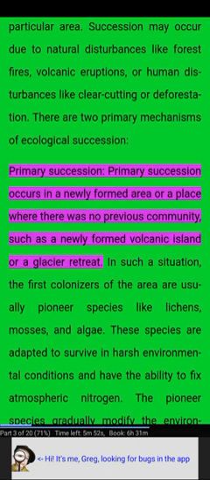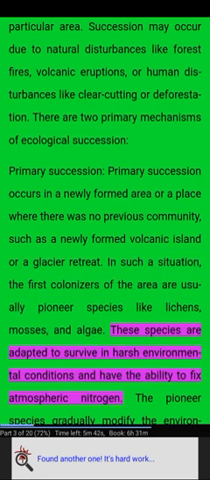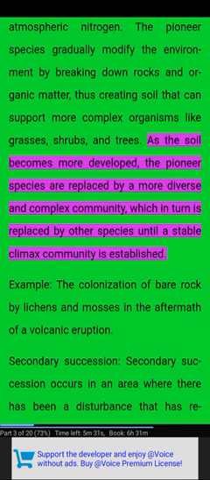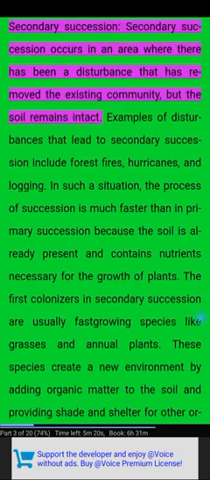Primary succession. Primary succession occurs in a newly formed area or a place where there was no previous community, such as a newly formed volcanic island or a glacier retreat. In such a situation, the first colonizers of the area are usually pioneer species like lichens, mosses, and algae. These species are adapted to survive in harsh environmental conditions and have the ability to fix atmospheric nitrogen. The pioneer species gradually modify the environment by breaking down rocks and organic matter, thus creating soil that can support more complex organisms like grasses, shrubs, and trees. As the soil becomes more developed, the pioneer species are replaced by a more diverse and complex community, which in turn is replaced by other species until a stable climax community is established. Example: the colonization of bare rock by lichens and mosses in the aftermath of a volcanic eruption.